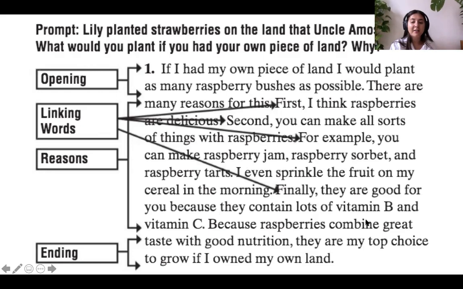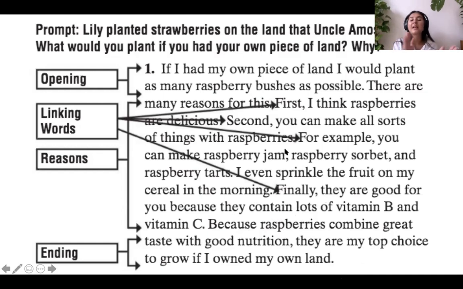Then they give me their final reason. Finally, they are good for you because they contain lots of vitamin B and vitamin C. So that's their third and final reason. They then give a really good ending. Their ending supports and reiterates everything that they've already said. It says, raspberries combine great taste with good nutrition, and that's why they're my top choice. So instead of just repeating themselves, they've used different words. They're combining great taste and good nutrition, and that's why they would choose raspberries.